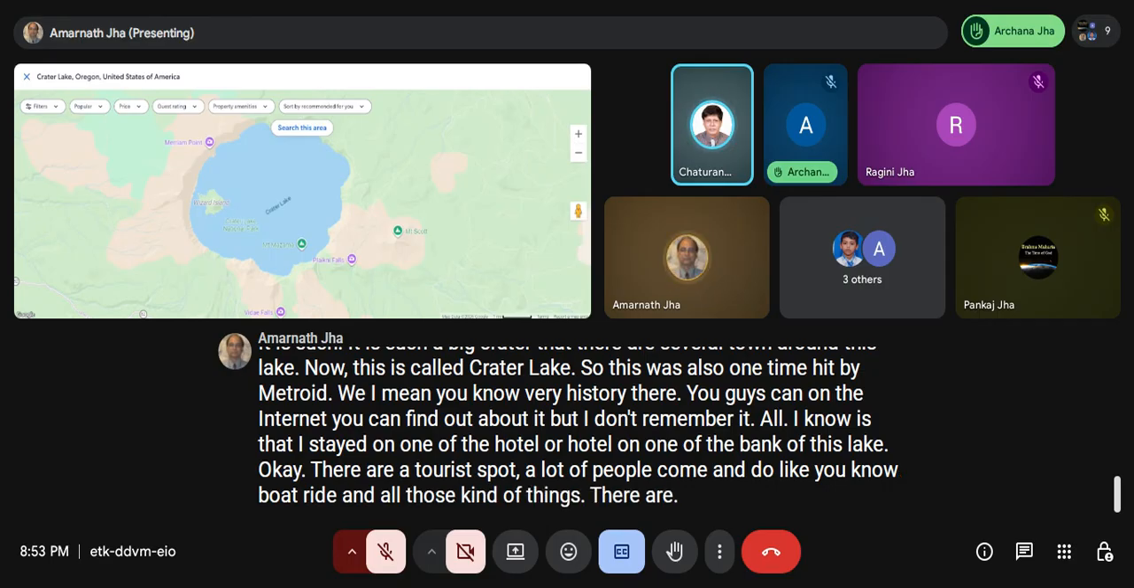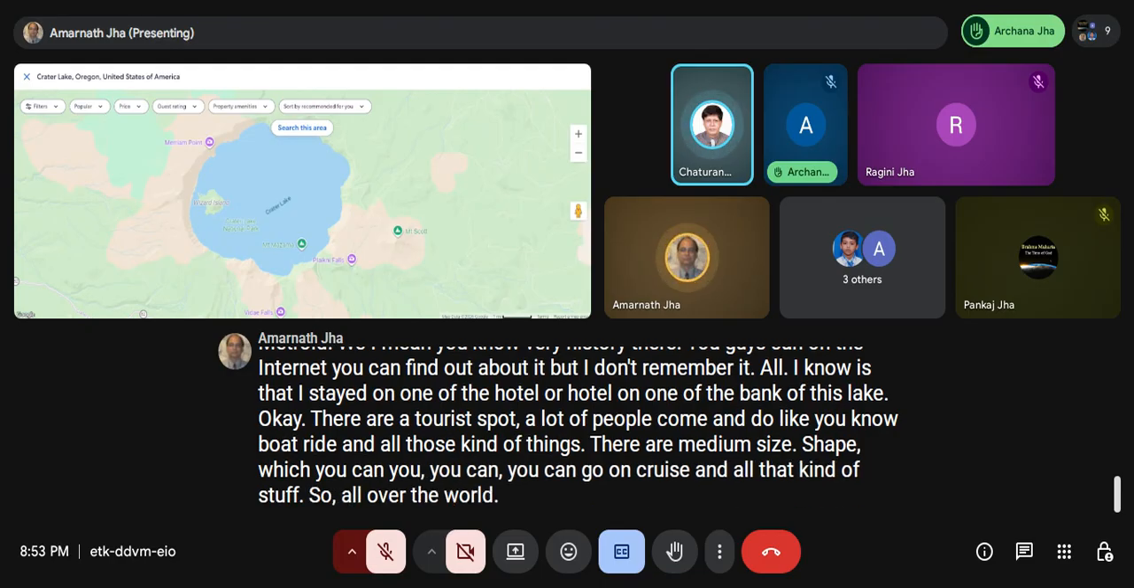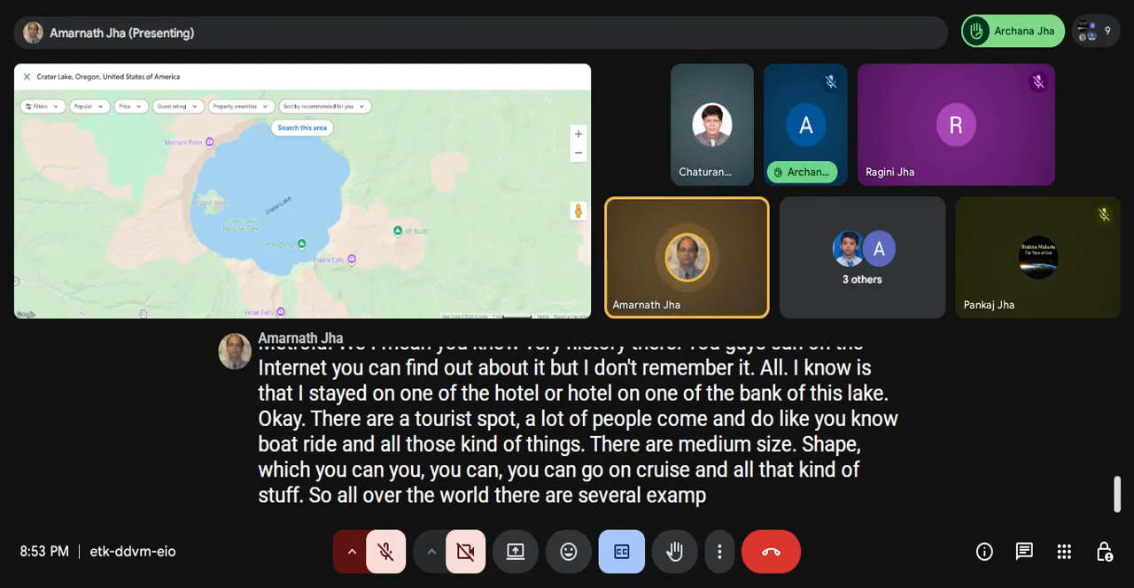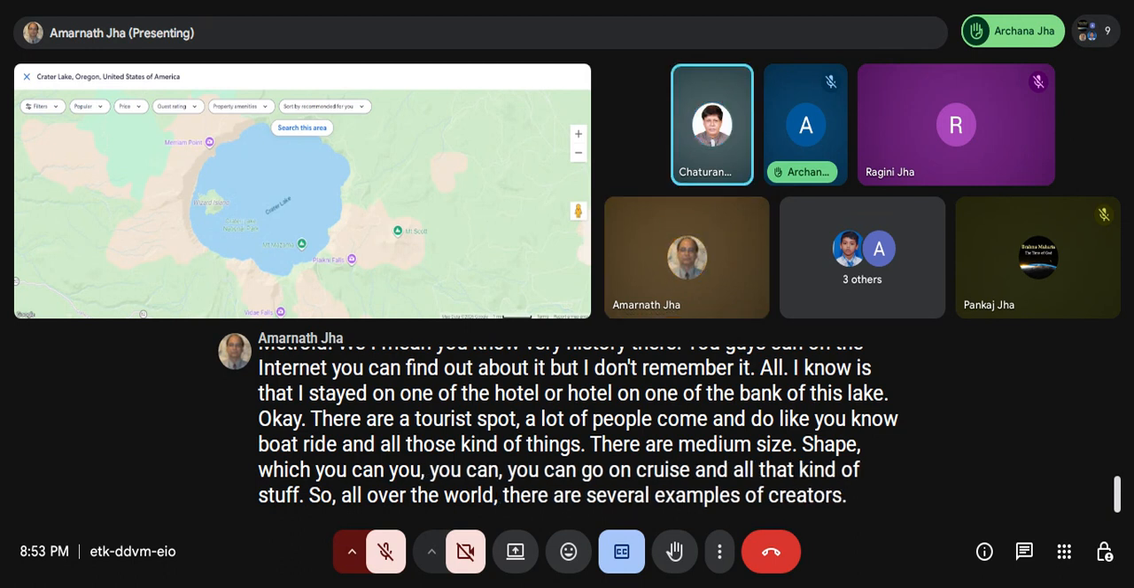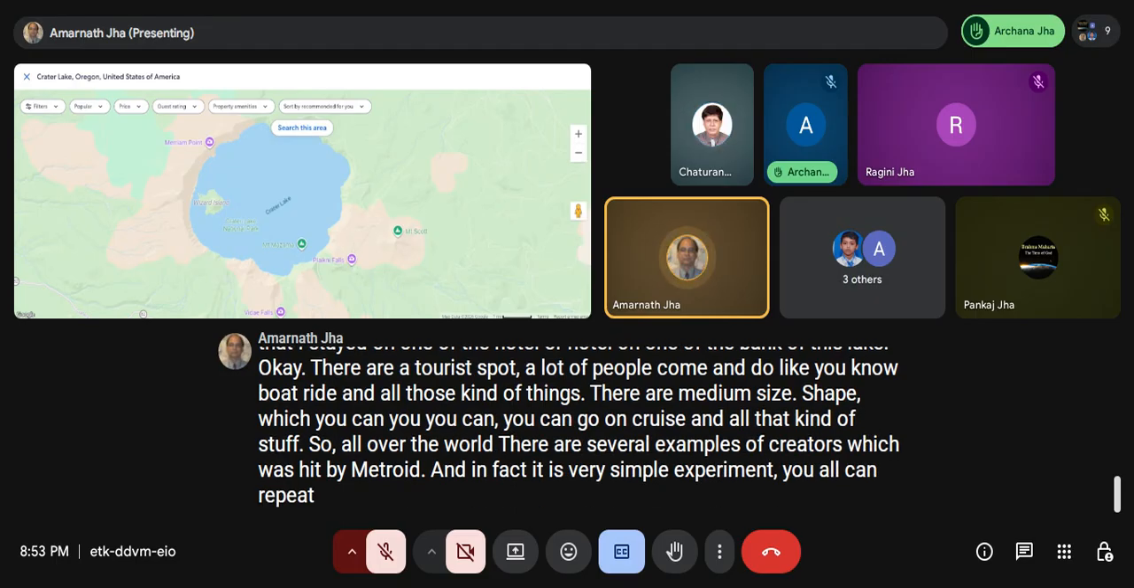There are medium size ships which you can go on a cruise on and all that kind of stuff. So all over the world, there are several examples of craters which were hit by meteoroids. And in fact, it is a very simple experiment. You all can repeat it yourself.